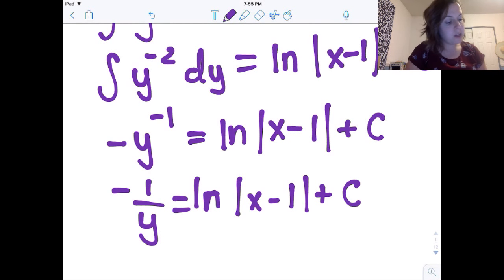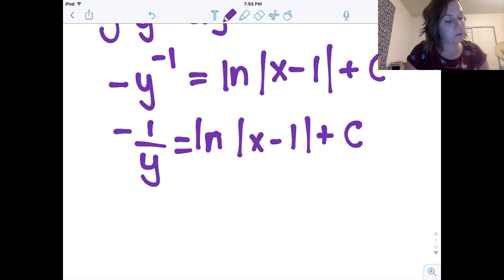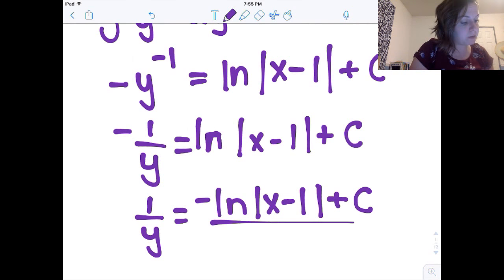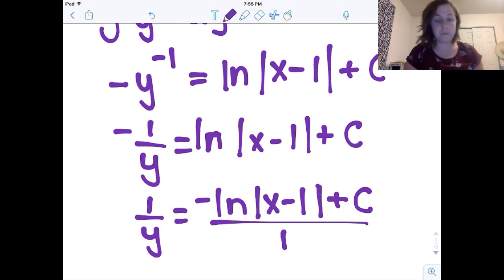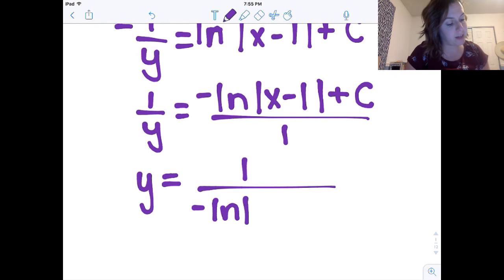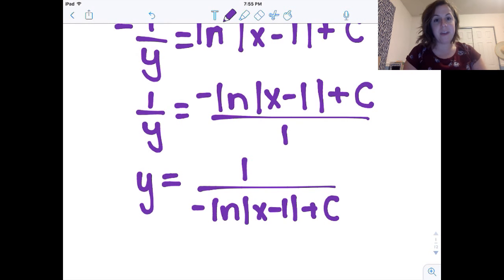So I'm going to take that negative and move that over to the other side. Divide both sides by negative 1. And now I've got 1 over y equals that over 1. So what I'm really going to do is make this y equals 1 over negative ln x minus 1 plus c. So that there is my general solution. Okay, that's my general solution.